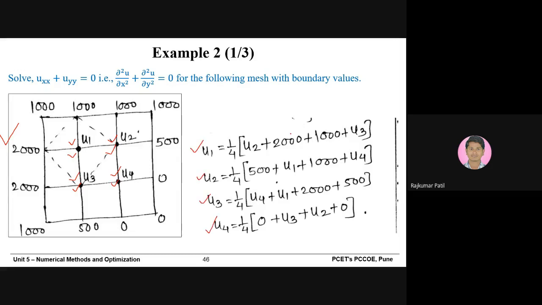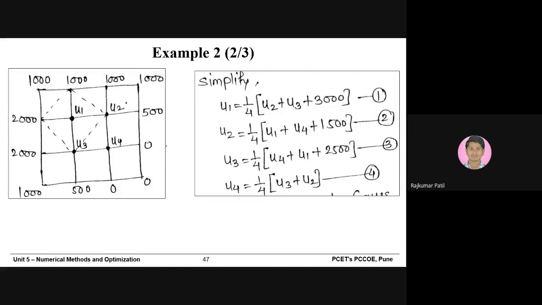Again, we can simplify these equations because we can take the sum of these two values. Here 1500, here 2500. So just simplify these equations, and you will get simplified equations. Now the question is how to solve. We use the correct formulas, that is the standard 5-point formula.